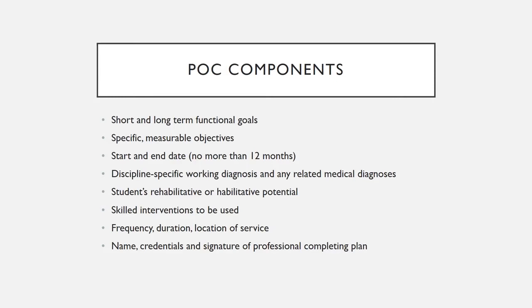The practitioner should also make an assessment of the student's rehabilitative or habilitative potential and project what skilled interventions will be used in the course of care. The frequency, duration, and location of service should be described in the plan of care, as well as include the name, credentials, and signatures of the professional who has developed and completed the plan. Listeners are encouraged to also read Medicaid Policy 10C requirements for the plan of care.